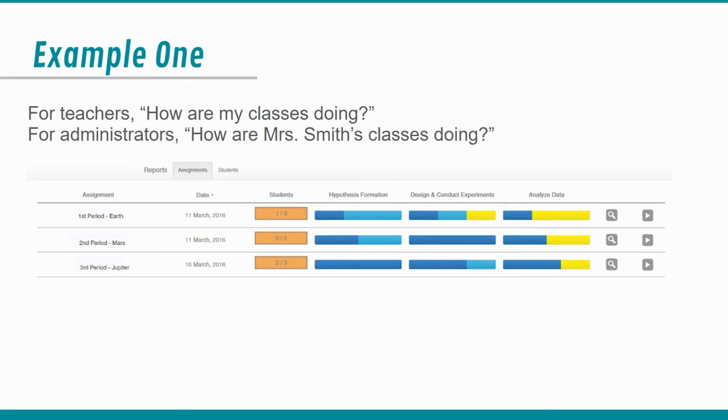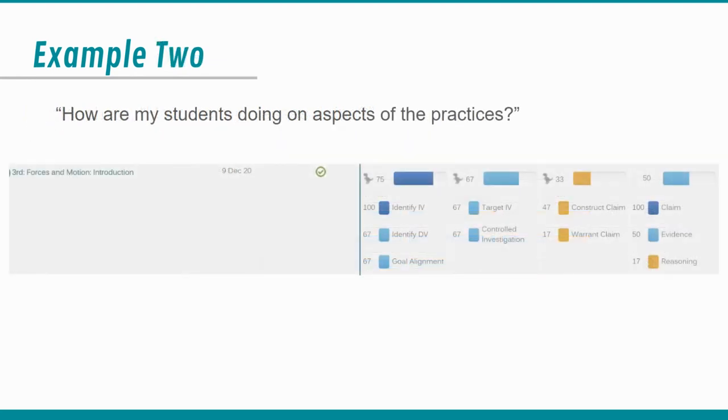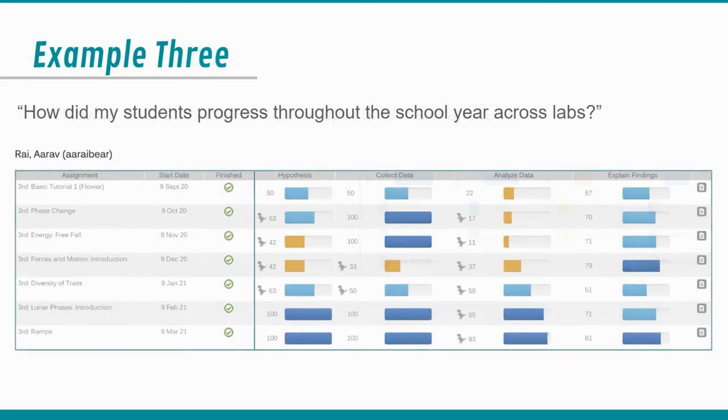So here's an example. As a teacher, you'll be able to see, let's say you have 3 different classes, you'd be able to see how those students did in a lab. And then you can check how students did on a specific practice. So you can look at, okay, how did my students do at, let's just say, warranting their claims, which is a really difficult skill for students to learn, and they need a lot of practice to develop that skill.